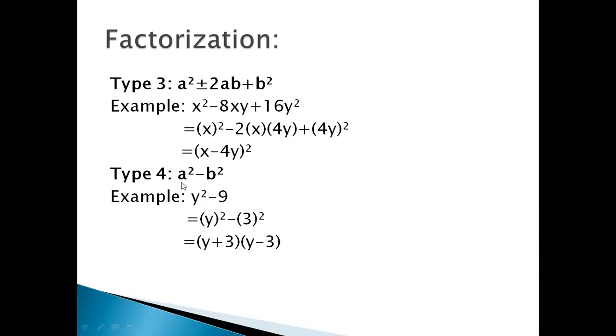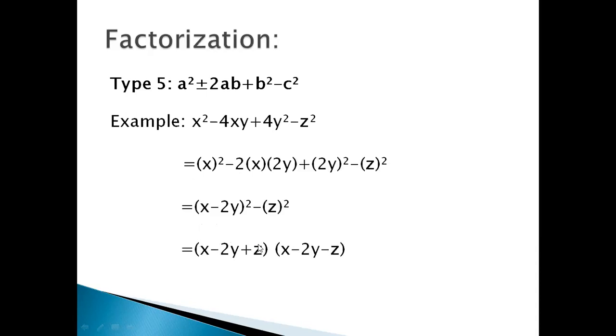Now the fourth type of expression is a square minus b square. There will be two perfect squares and a minus sign in the center, and we will apply the third identity. So here we have an example, y square minus 9. y square is the perfect square of y and 9 is the perfect square of 3, and we should have a minus sign in the center. So after applying the third identity, we get y plus 3 into y minus 3.